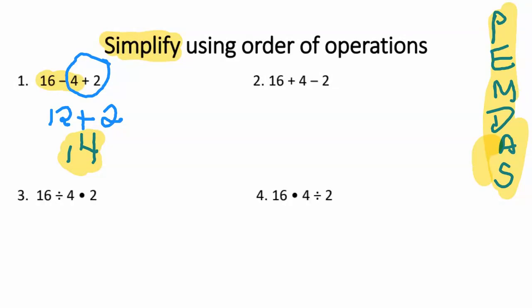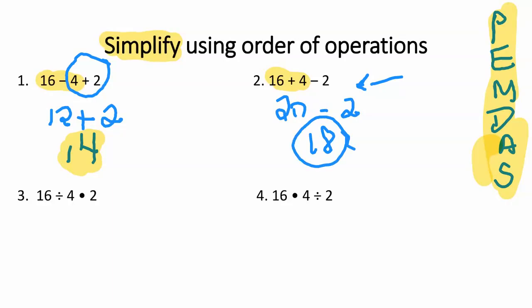Now, let's take a look at this one. Add is coming first, which means that I will have 20 minus 2, which gives me 18. Now, in this problem, you could have done 4 minus 2 first and then added the 2. That's doing it incorrectly, but notice I'll still get the same answer. You don't want to practice that. You want to practice the fact that it's add or subtract from left to right, whichever comes first.